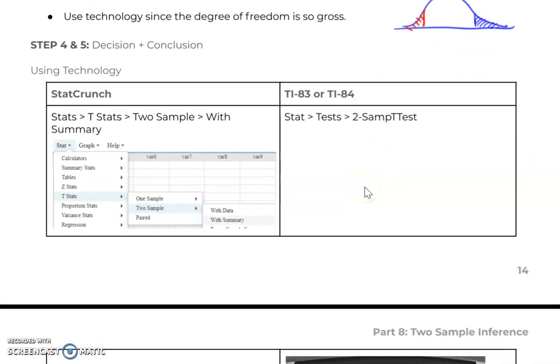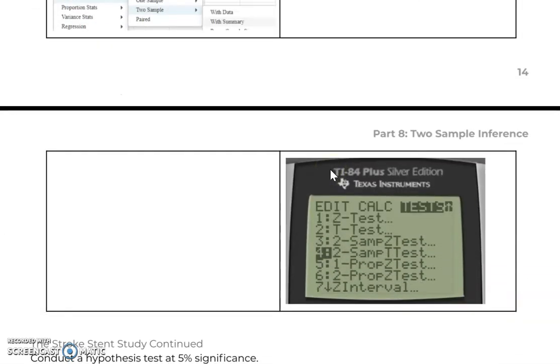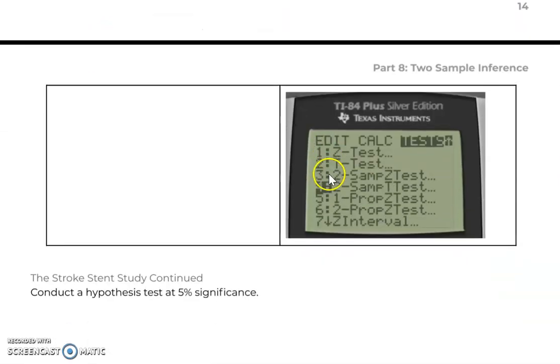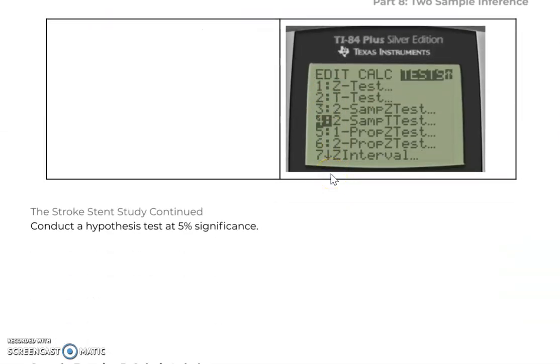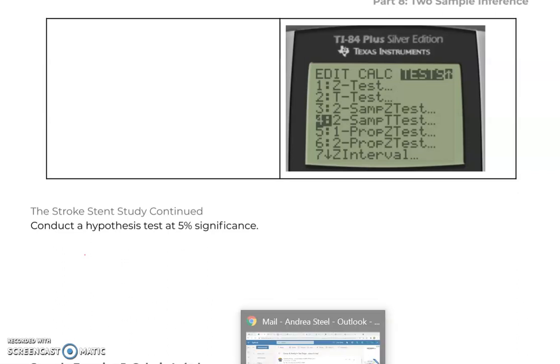On StatCrunch, we can actually go to the T-Stats, going to two sample with summary, or if we have our data, we can use our data, and that's going to calculate our test statistic as well as our p-value. Or on the TI-84, we can use the two sample t-test. So let's continue on with our stroke study and calculate the test statistic and calculate the p-value. Let's go over to StatCrunch and plug in our information.